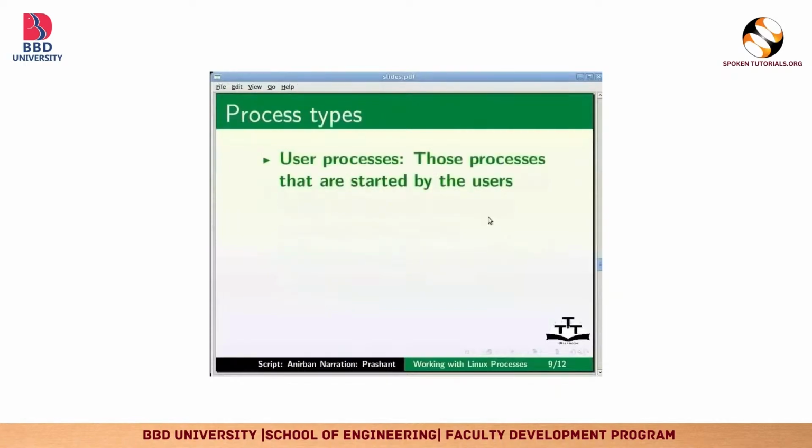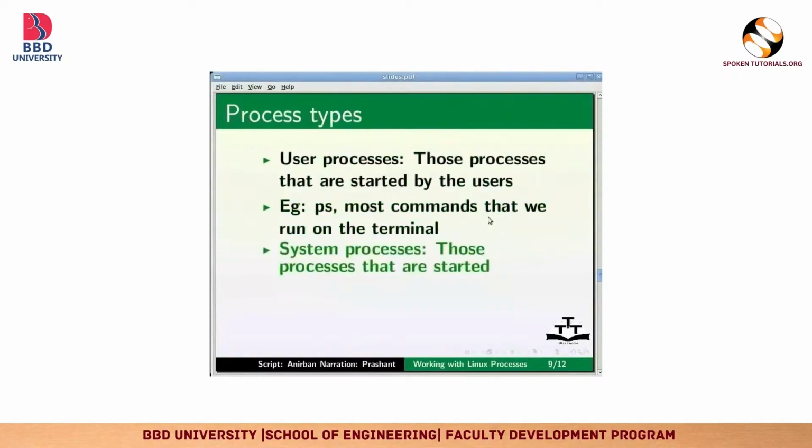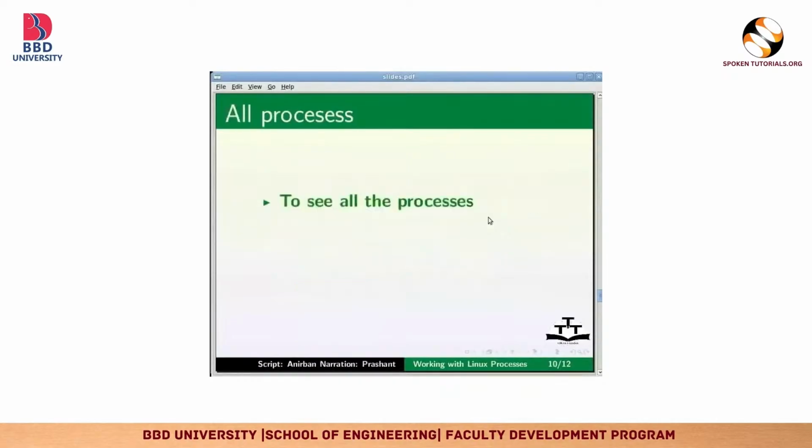Processes are of two types. First one is the user processes. Those are started by the users. For example, PS or for that reason most commands that we run on the terminal. Second one is the system processes. Those processes are started by the system often during system startup or user login. Example of system process can be bash. Sometimes we may want to see all the processes, both system processes as well as user processes. Then we use the -E or the -A option.